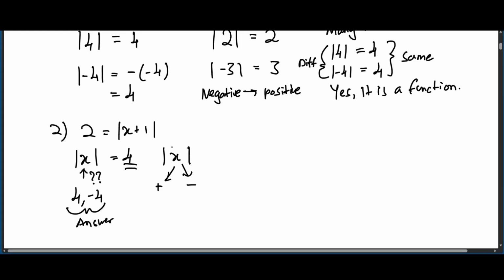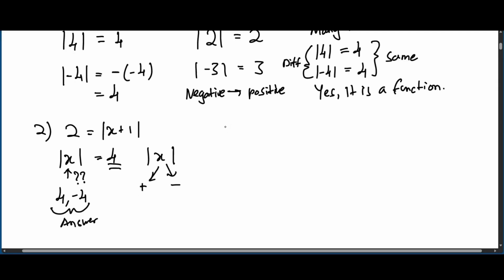So whenever you are solving it for algebra, when you want to remove these vertical lines, remember there's 2 possibilities, positive and negative. Okay, now how do we solve it actually? So let's rewrite this equation. Modulus x plus 1 equals to 2. So remember, there are 2 possibilities, one positive and negative.